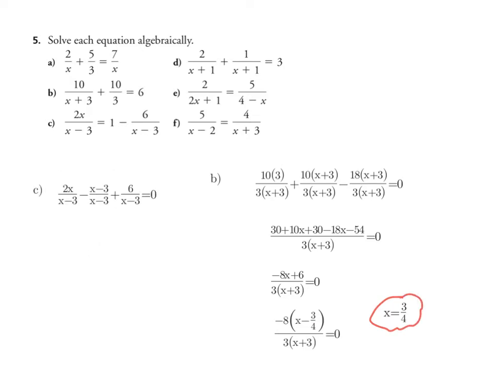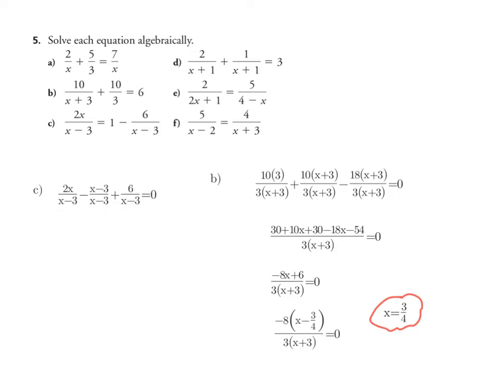All right, I think I could do one more for you, and then I'm sure you can handle D, E, and F just by doing it the same way. So here we have 2 over x minus 3. We're going to bring the 1 over, so it's going to be minus 1, but we're going to get a common denominator of x minus 3 over x minus 3. We're going to bring the minus 6 over x minus 3 over by adding it, so plus 6 over x minus 3, and on the right we're left with a 0.